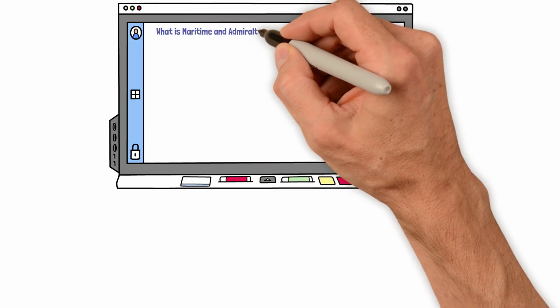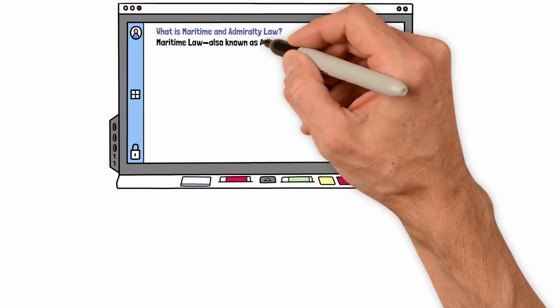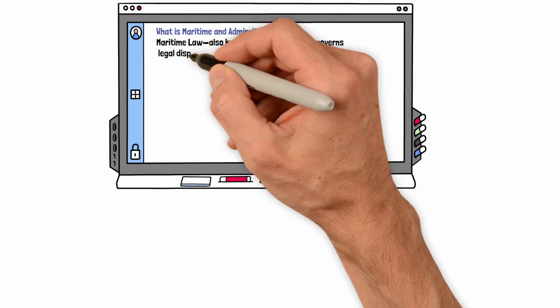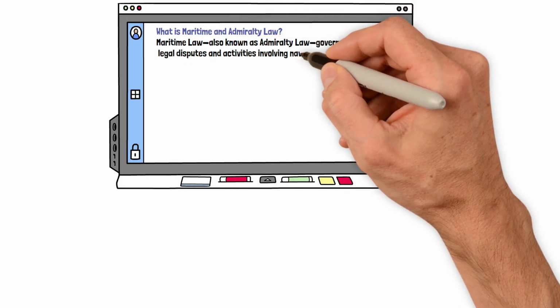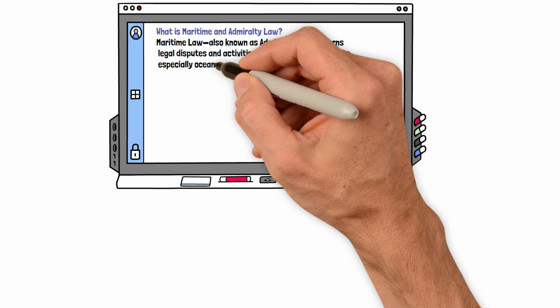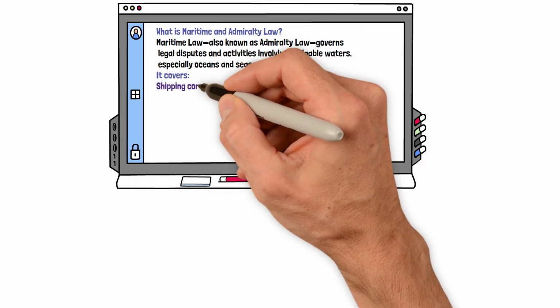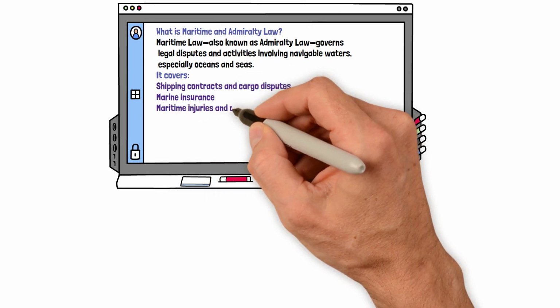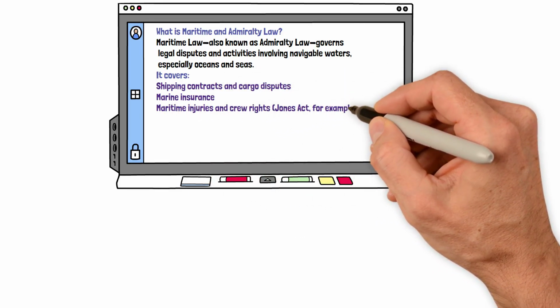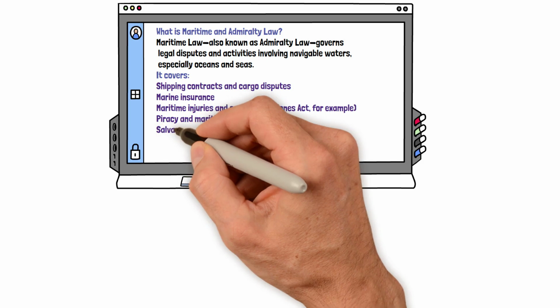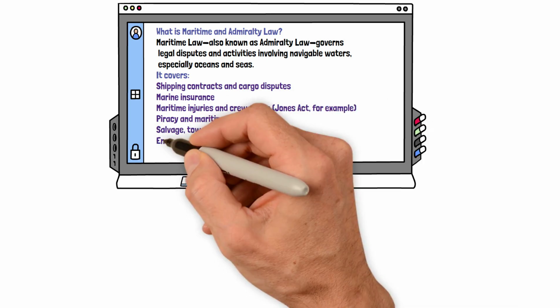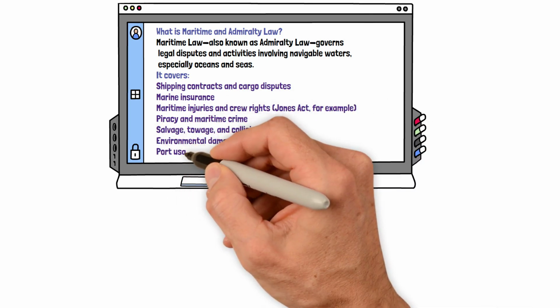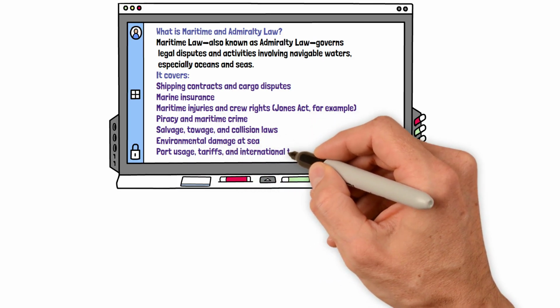What is maritime and admiralty law? Maritime law, also known as admiralty law, governs legal disputes and activities involving navigable waters, especially oceans and seas. It covers shipping contracts and cargo disputes, marine insurance, maritime injuries and crew rights (Jones Act, for example), piracy and maritime crime, salvage, towage, and collision laws, environmental damage at sea, port usage, tariffs, and international trade regulations.